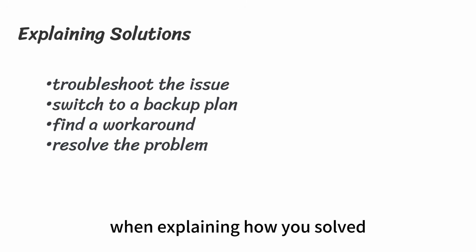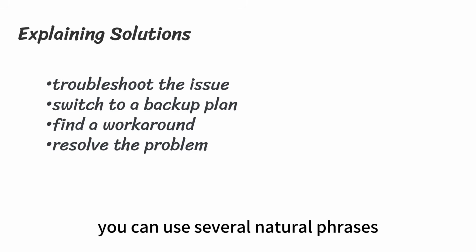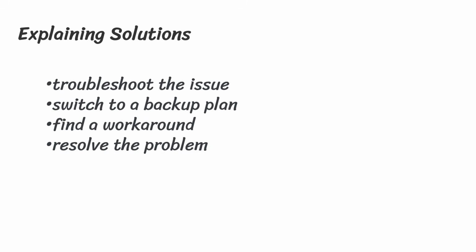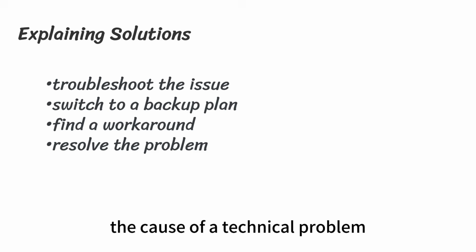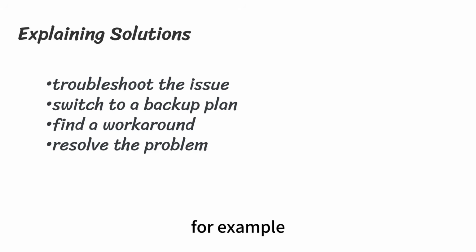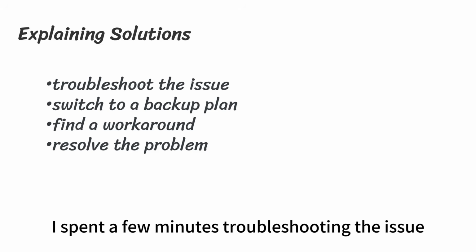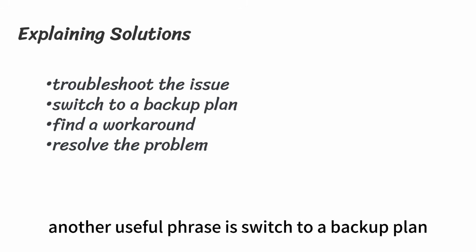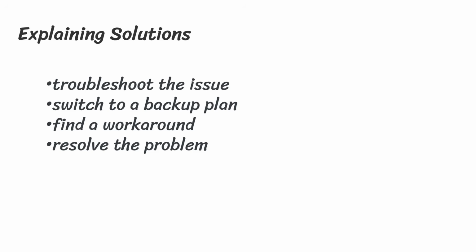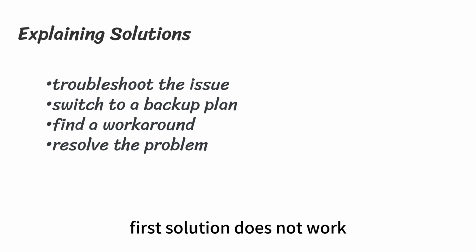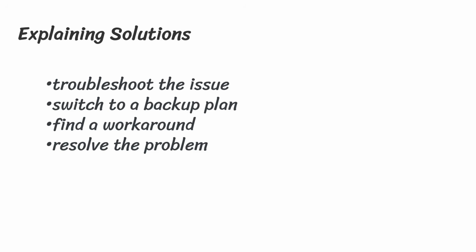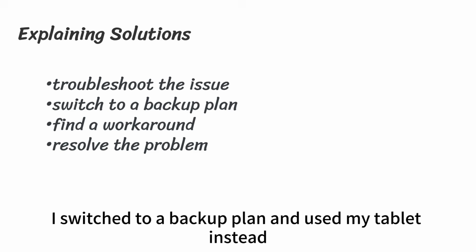When explaining how you solved a technological problem, you can use several natural phrases. The first one is troubleshoot the issue. This means trying to identify and fix the cause of a technical problem. For example, I spent a few minutes troubleshooting the issue, but I couldn't find the cause. Another useful phrase is switch to a backup plan. This is especially helpful when your first solution does not work and you need another option. For example, since my laptop wasn't working, I switched to a backup plan and used my tablet instead.